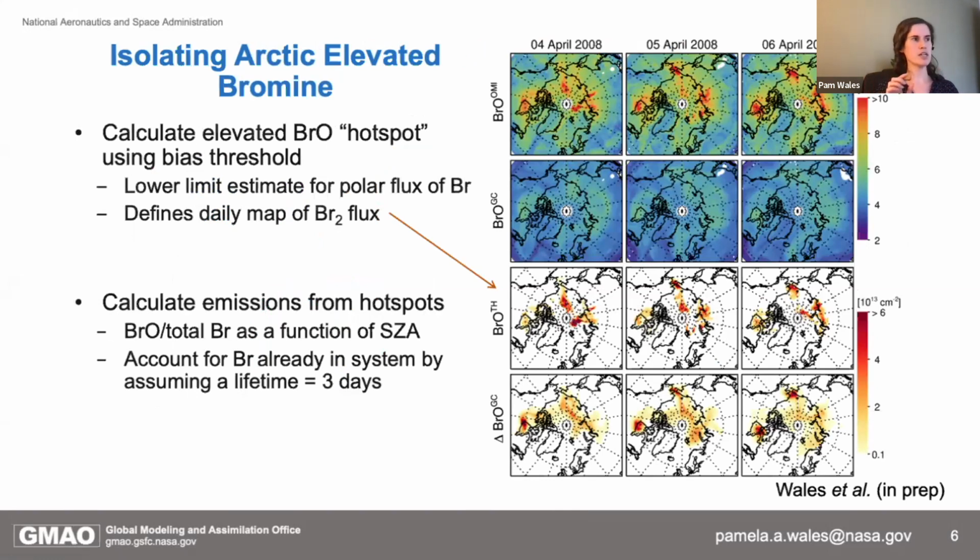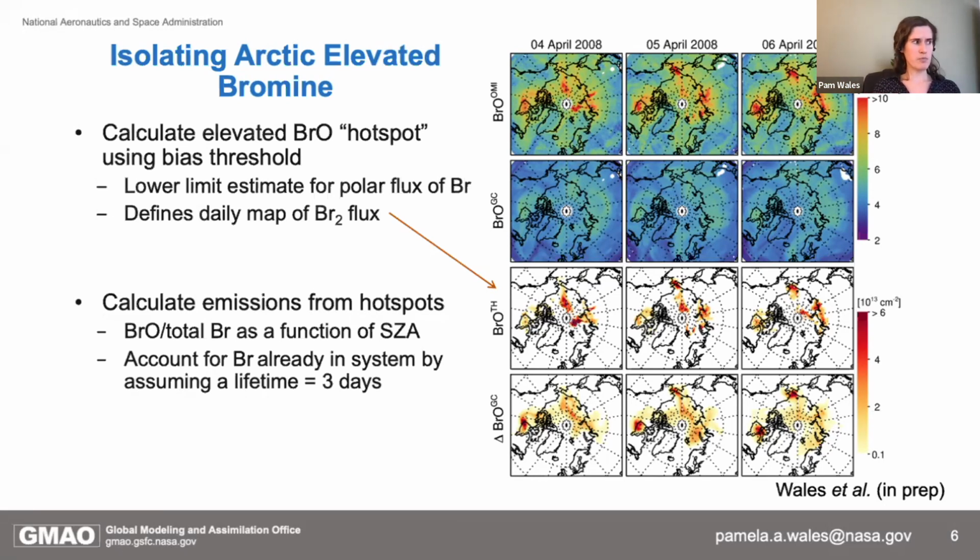The top row here is OMI BrO, and the bottom is the column in GEOS-Chem. Below that, where I have the arrow pointing, is the tropospheric hotspots. We're only highlighting pixels where the difference between OMI and GEOS-Chem is larger than our bias threshold. So if there are polar emissions that don't result in an amplification to the column, we're going to miss that from looking at the satellite instrument.